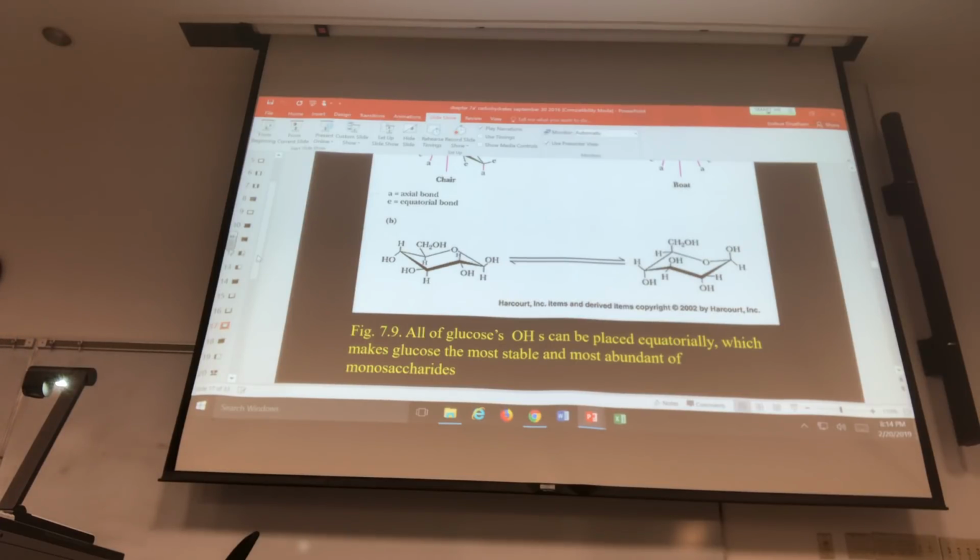Would he ever give us a diagram and tell us which one would be the most stable? No. If he talks about stability, it will be specifically glucose, alpha or beta, because it's a very unique situation compared to everything else. Okay. All right. Got to move along.